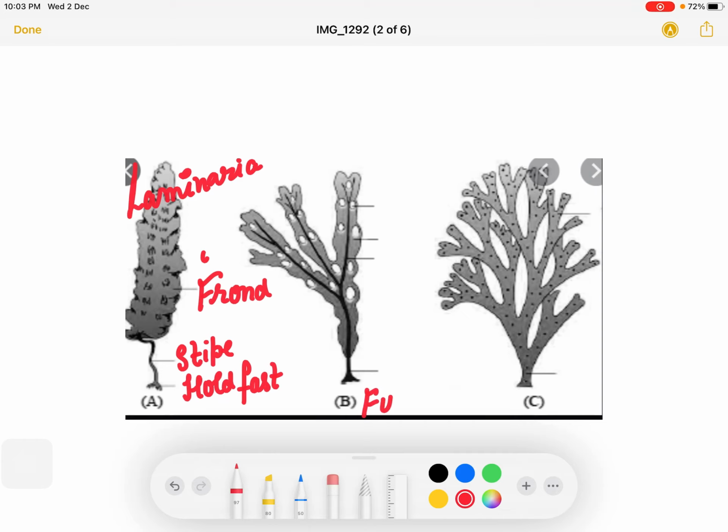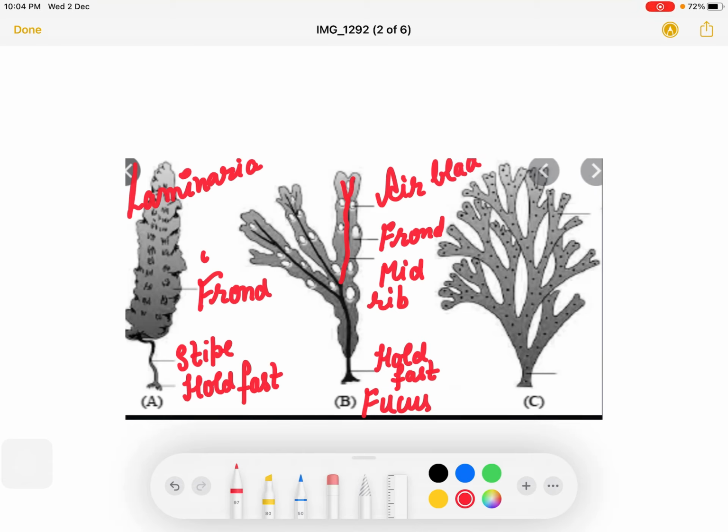Now coming to B. It is our Fucus, and again it is attached to the substratum by the holdfast. As you can see here, this is the photosynthetic structure which is known as the frond, but in the center it has a vein-like structure, and this is known as the midrib. Then it has small droplet-like structures which are known as air bladders. Now the third diagram is of Dictyota.